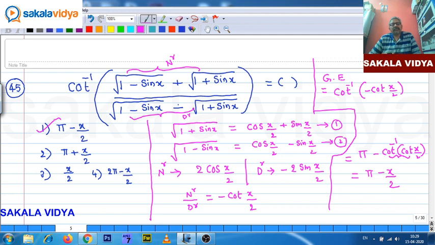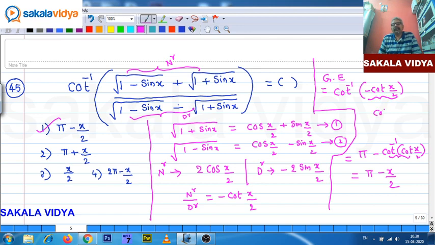Cos x by 2 cancels, we have minus 2 sin x by 2. Now, numerator by denominator becomes 2 cos x by 2 by minus 2 sin x by 2. The 2 gets cancelled, giving minus cot of x by 2. I have just substituted here minus cot of x by 2.